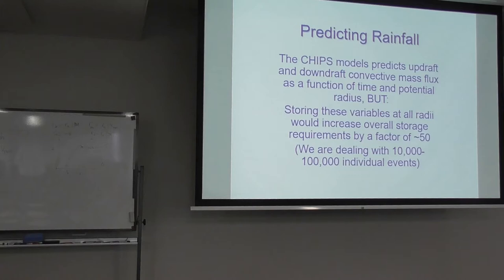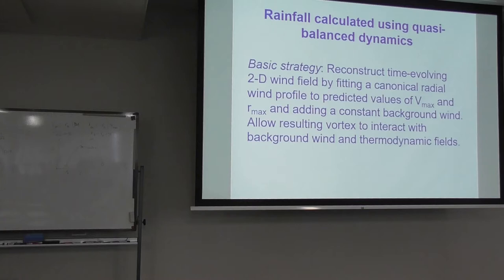So we have kind of a storage issue. So what we do is we don't store that. We just store the canonical variables, the radius of maximum winds, the maximum wind speed, the outer radius. We fit these wind profiles, as I just described to you. So after the tracks have been generated, so this is after the fact, we generate the whole background wind. And then for the rain, we're going to allow this vortex to interact with background dynamical and thermodynamic fields.